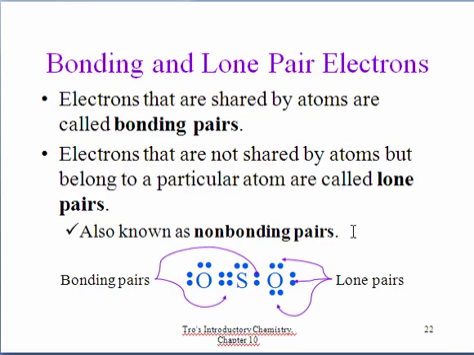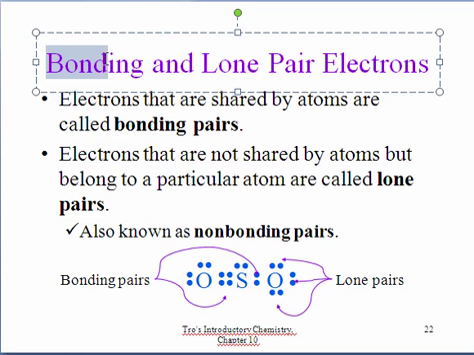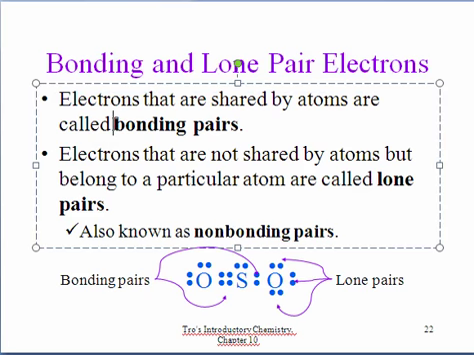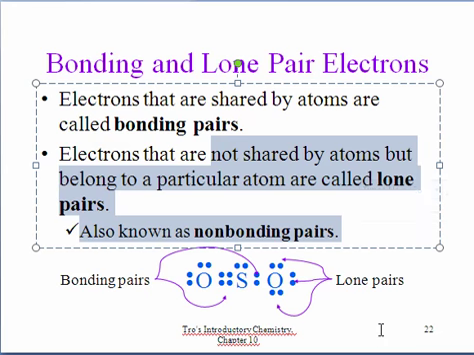Now, one thing that we're going to be distinguishing between in these Lewis dot structures of molecules is between bonding and lone pair electrons. Electrons that are shared by the atoms are known as bonding pairs, and electrons that are not shared by the atoms are called lone pairs or non-bonding pairs.